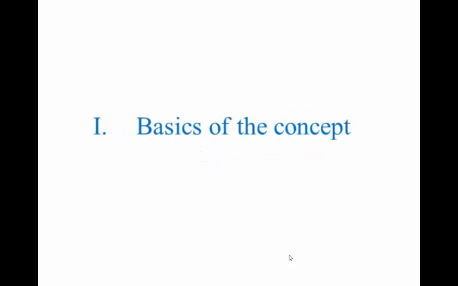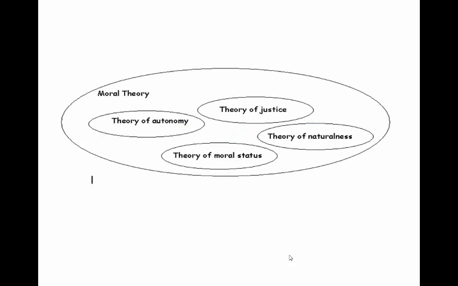So part 1, the basics of the concept. Autonomy is one of the 4 master concepts for this course. Moral theory encompasses many things. Among the things it encompasses are theories of autonomy, justice, moral status, and naturalness.